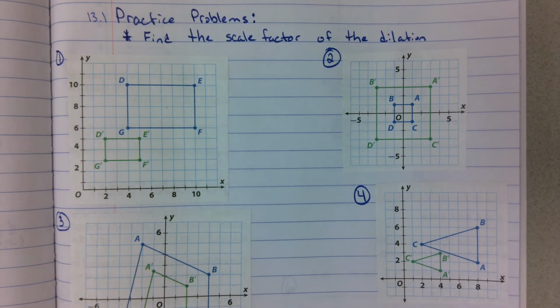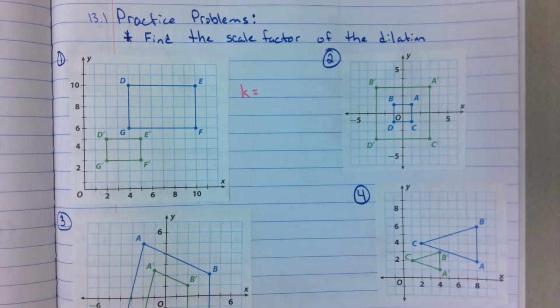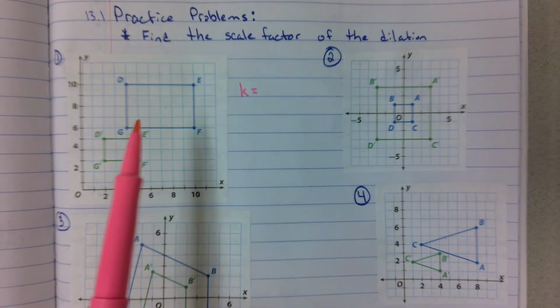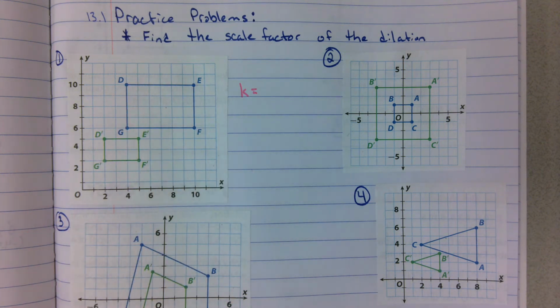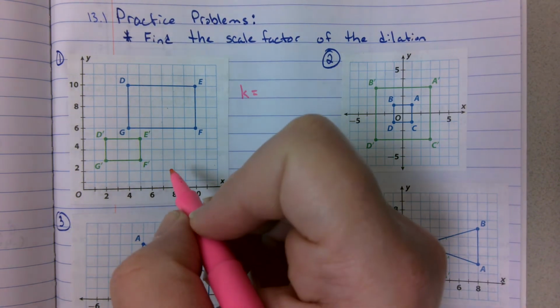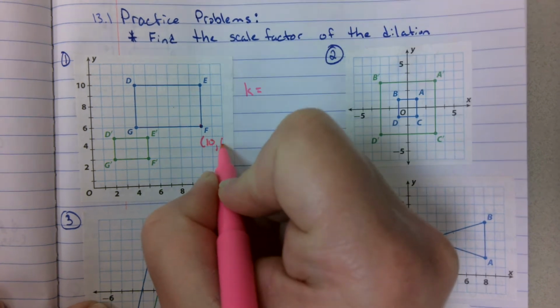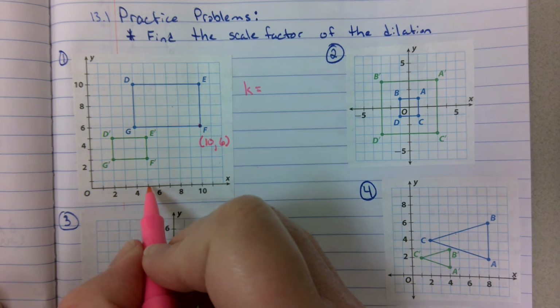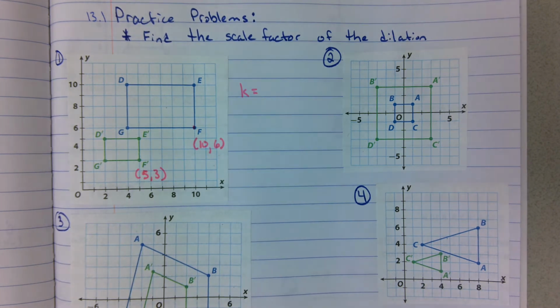So here's some practice problems. I want you to pause this in between here. It says find the scale factor of the dilation. So we're looking for our K. New over old, remember that. New over your original, so my primes. So this is going to be my new, this is my original. Again, you pick any point. So right here, F, this is 10, 6, and F prime is 5, 3. Okay, tell me what K is.